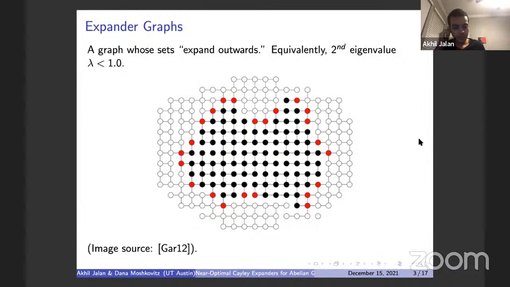And expander graphs, I think we all know and love. An expander graph is just a graph with this combinatorial property such that sets expand outwards, and this is equivalent to a condition on its eigenvalues being separated. In this image, I have a set of vertices in black and its boundaries in red, and the point is that the boundary is pretty large relative to the size of the set.